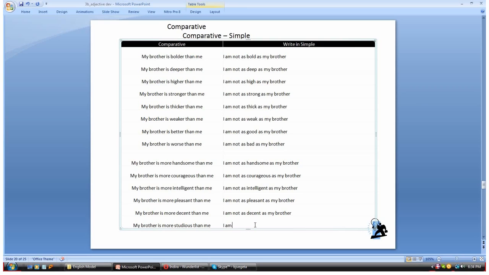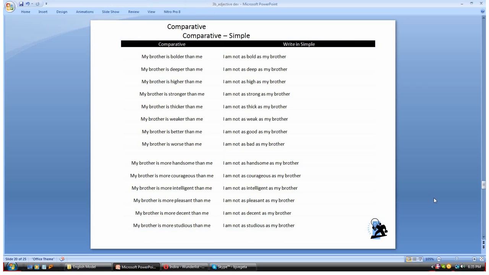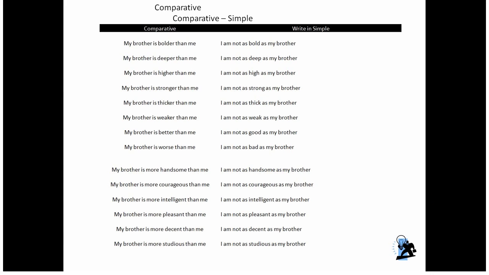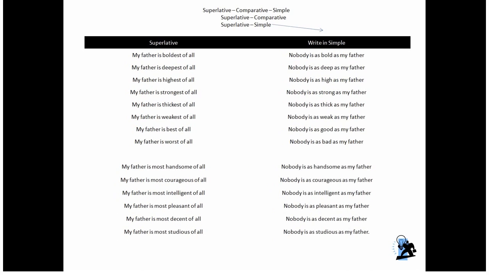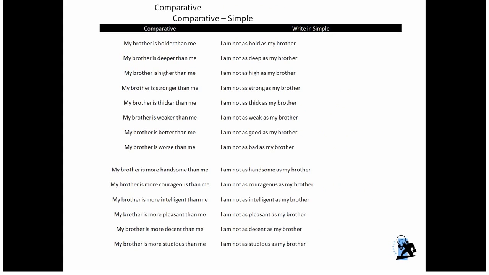Okay, last one. My brother is more studious than me. I am not as studious as my brother. So that completes our writing of superlative into comparative, superlative into simple, and comparative into simple.